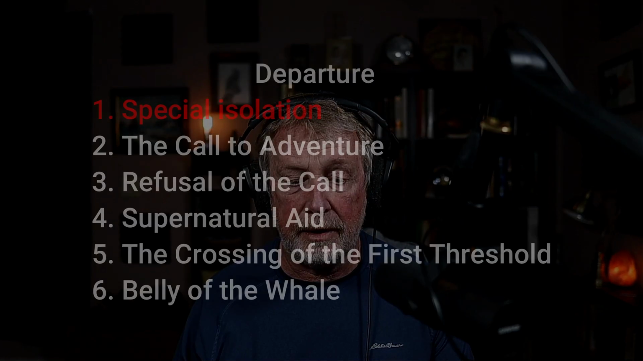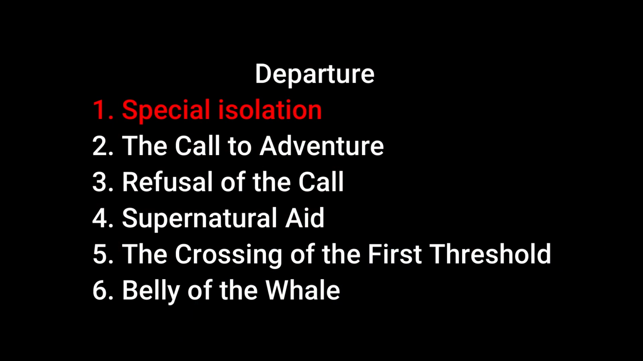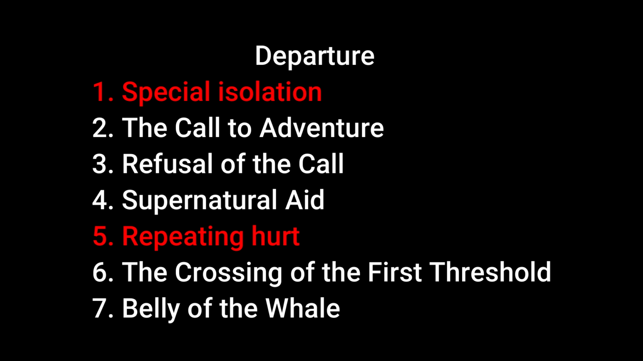It is right here. The last thing that we ran into before that repeated cycle of pain was the refusal of the call and the supernatural aid, and it was before the crossing of the first threshold. So that step is going to go between 4 and 5. What I've got now is 4 and 5, and it'll adjust to look like this. We've got that repeating hurt cycle in there now before we cross the first threshold.